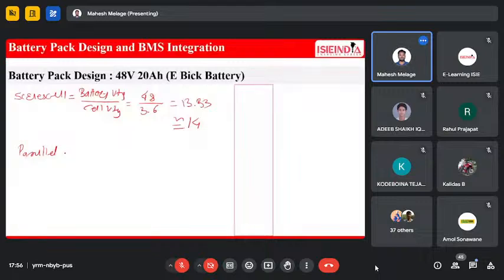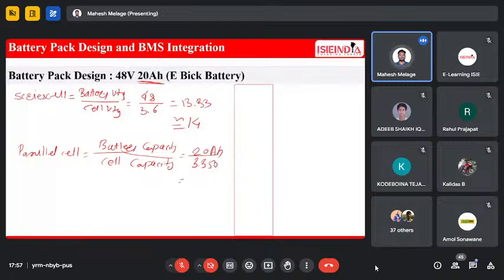For parallel cells, the formula is the battery capacity divided by cell capacity. The battery capacity is 20 Ah and cell capacity is 3.350. It goes to 20 divided by 3.350, which is approximately 5.9, considered as 6.